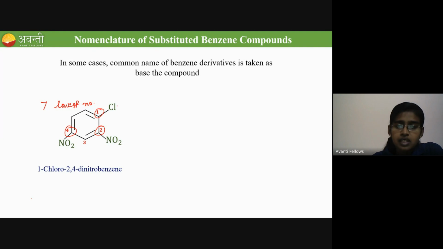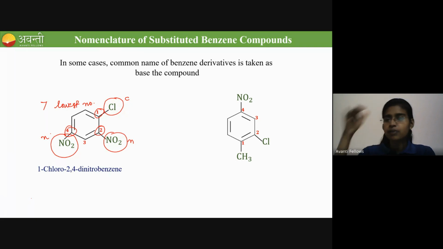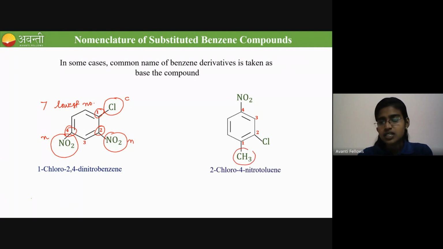For naming the compound, I have to take C first because it is chloro and these two are nitro. In alphabetical order, C comes first. So it is 1-chloro-2,4-dinitrobenzene. And you can see this compound also. Only this way of numbering from bottom to top gives you the lowest possible combination. So it is numbered like this. Now this is methyl, here is your chloro, and here is your nitro. In alphabetical order, C comes first. So 2-chloro-4-nitrotoluene.